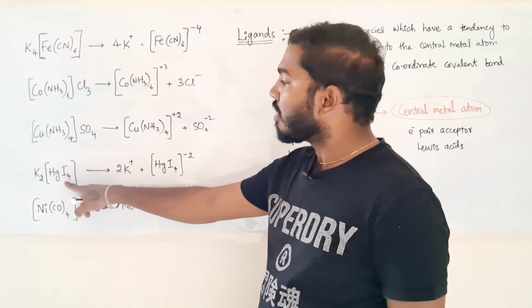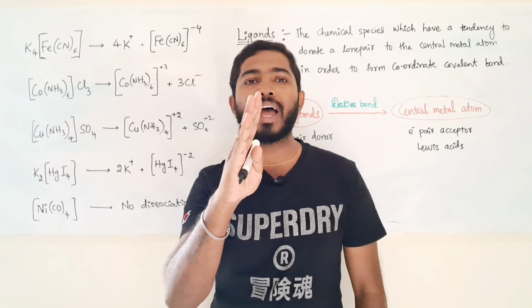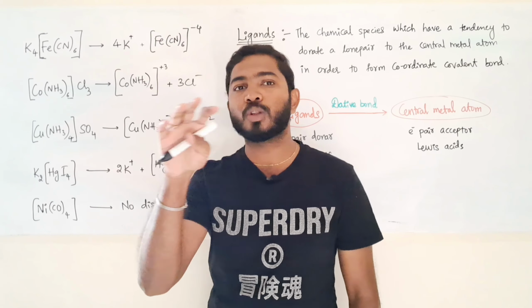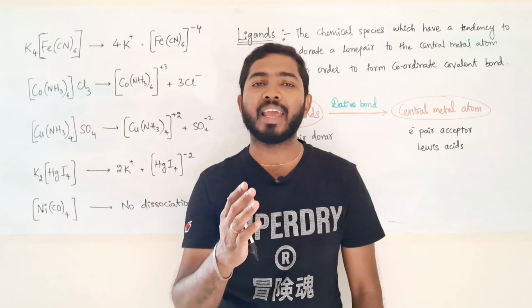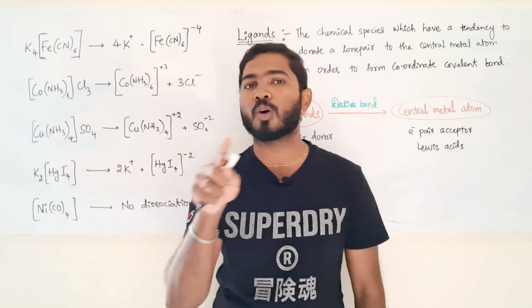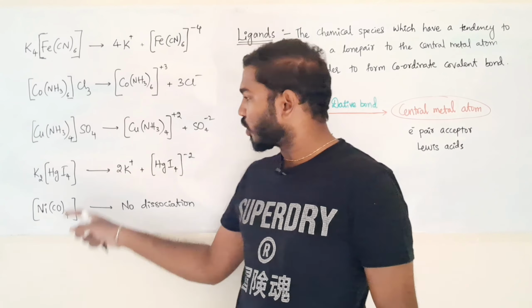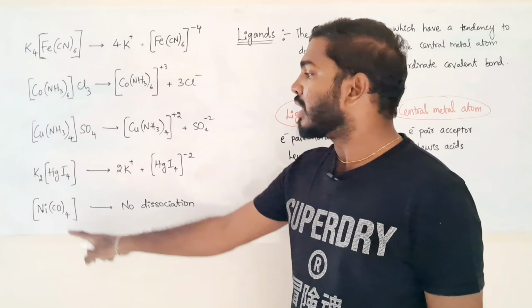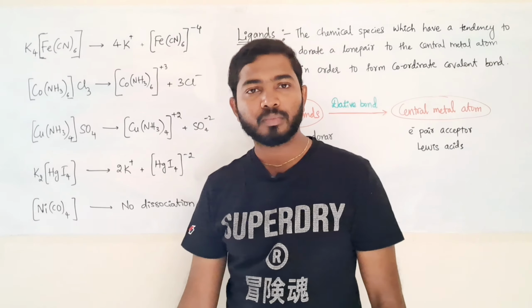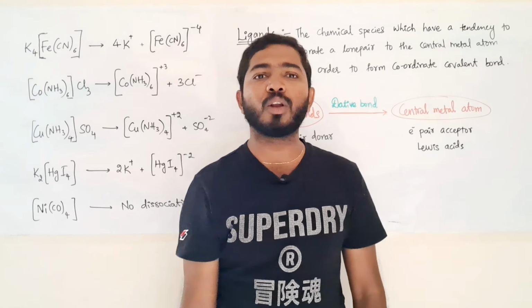Similarly, mercury, 4 iodines, 1 iodine can donate 1 lone pair, so 4 iodines can donate 4 lone pairs, so that 4 dative bonds can be formed. The number of dative bonds formed by the ligands with the central metal atom in a coordination complex defines the coordination number. So here the coordination number will be 4. And next, if we move to Ni(CO)4, that is nickel tetracarbonyl, each CO can also donate one lone pair.